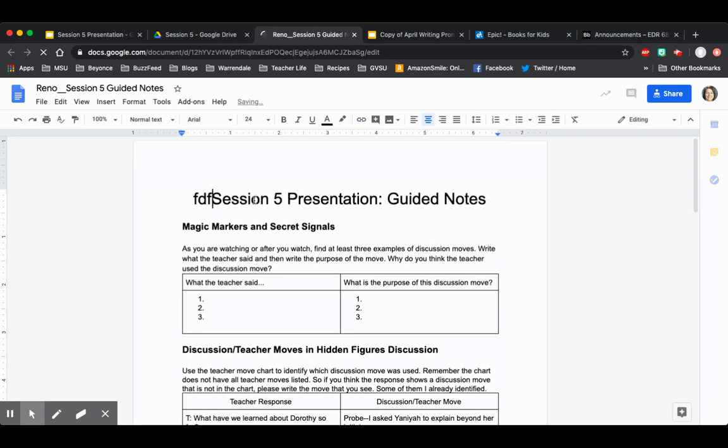So what you're going to do, either as you're watching the video or after you watch the video, is find at least 3 examples of discussion moves that the teacher uses in that video. In this column over here, whatever your first one is, write what the teacher said. And then on this side, what is the purpose of the move? Why do you think the teacher used this discussion move? Or what did it do to the discussion, or for the students?